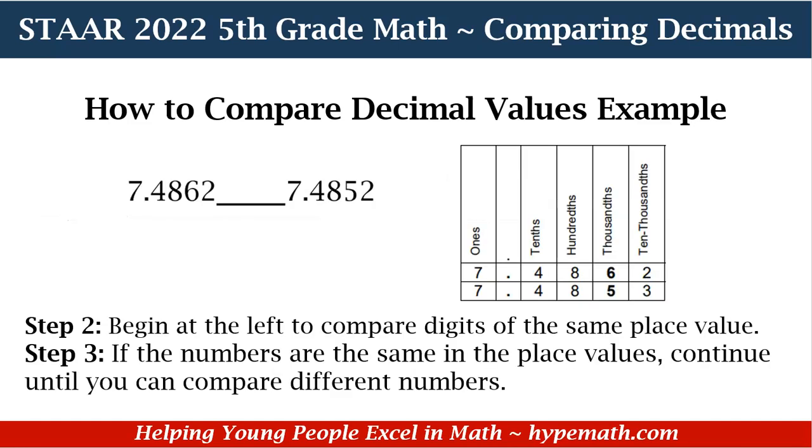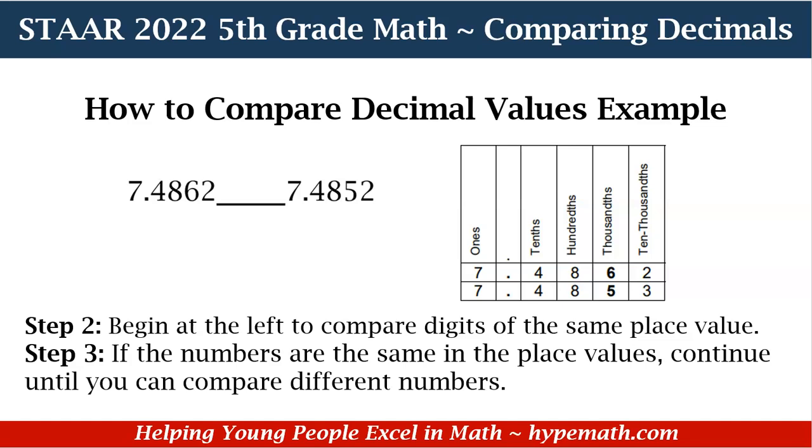The next step is to begin at the left to compare the digits of the same place value. So the place value to the furthest left is the ones place. In looking at the ones place, we see that they both have 7s, which kind of goes into step 3. If the numbers are the same in the place values, continue until you can compare different numbers. Okay, so all of our numbers are the same in the ones place. Now I'm going to move to the tenths place. Well, both of the values for the tenths place is 4.